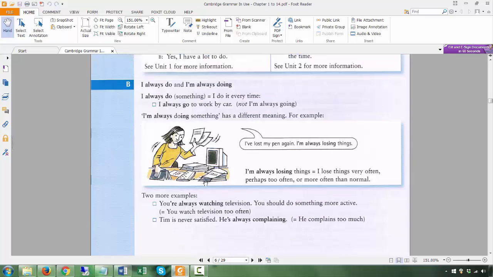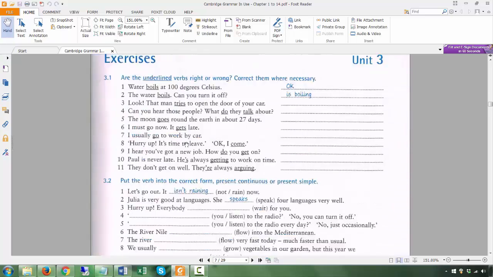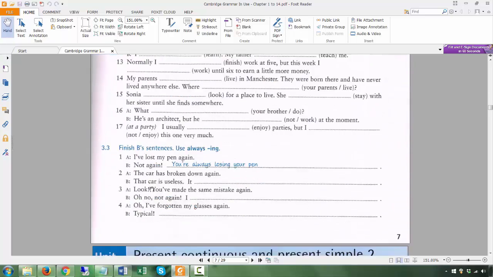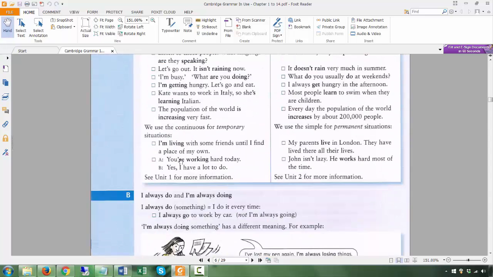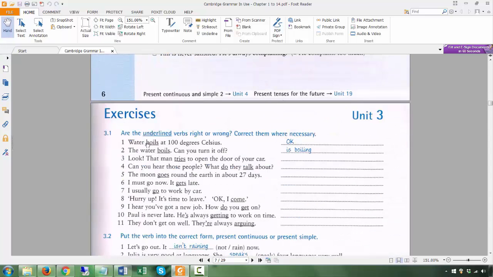Okay, so that is the special meaning, and this is tested here. All right. So anyway, go through this A and B, and then the 3.1. Firstly, they're asking you to read the sentence, the context. Remember, it's very important to read the context, the whole sentence. Is this correct? Water boils.